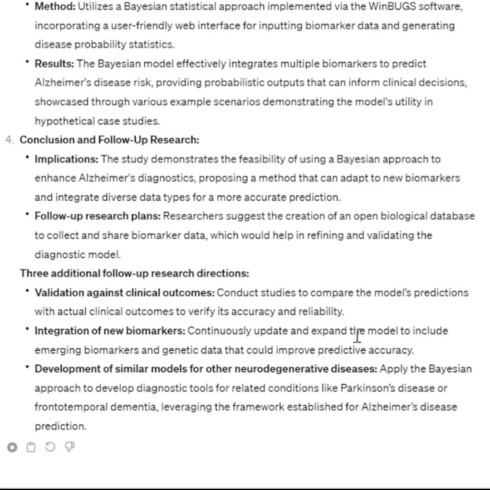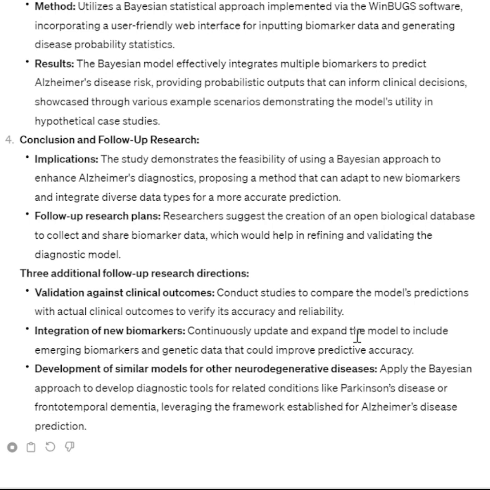Results: the Bayesian model effectively integrates multiple biomarkers to predict Alzheimer's disease risk, providing probabilistic outputs that can inform clinical decisions, showcased through various example scenarios demonstrating the model's utility in hypothetical case studies.